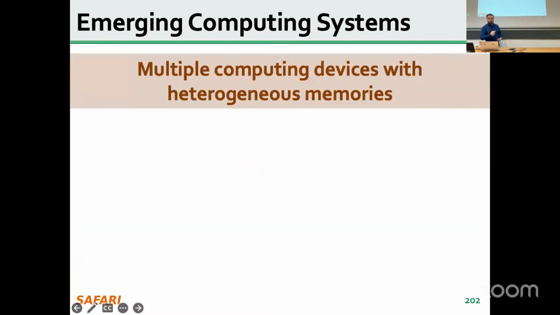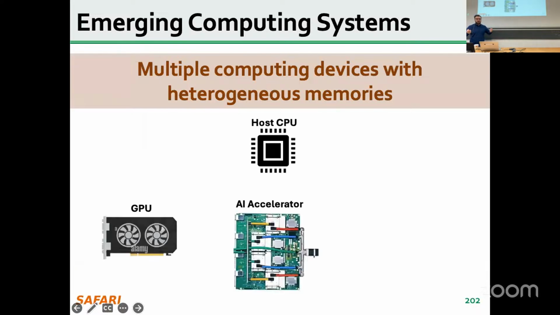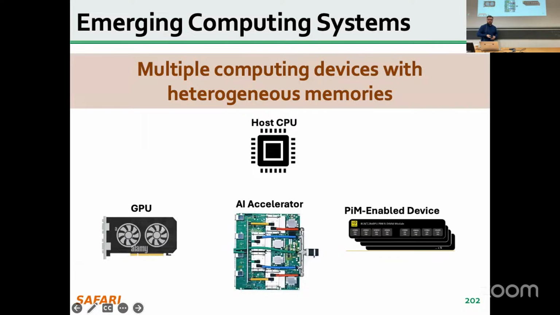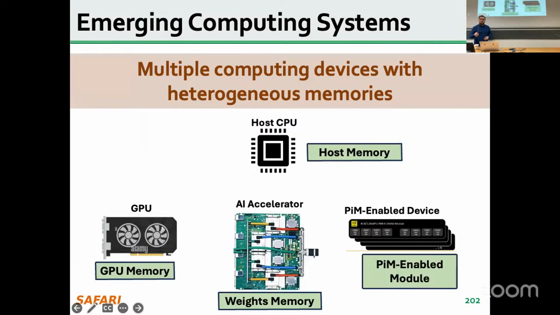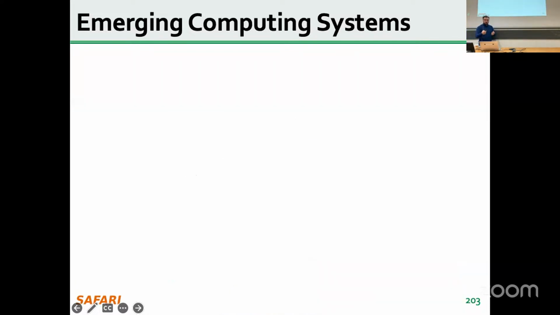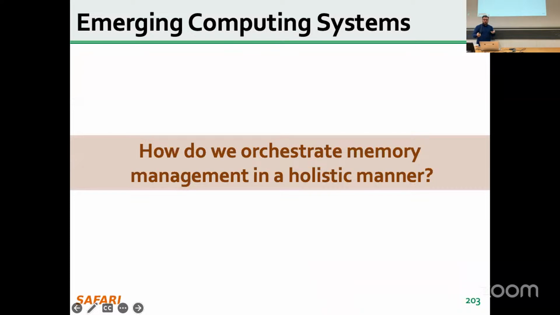We also have emerging computing systems, where we have multiple computing devices, GPUs, host CPUs, AI accelerators, PIM-enabled devices, which you have seen in the course, and they all have heterogeneous memories. The GPU, for example, has a very fast, small memory. The AI accelerator has a specialized memory buffer for the weights. The PIM-enabled module might have a more power-consuming memory. And the host CPU has a very large, but slower memory. And they all communicate in the system with each other. So the question is, how can we orchestrate memory management in a holistic manner?